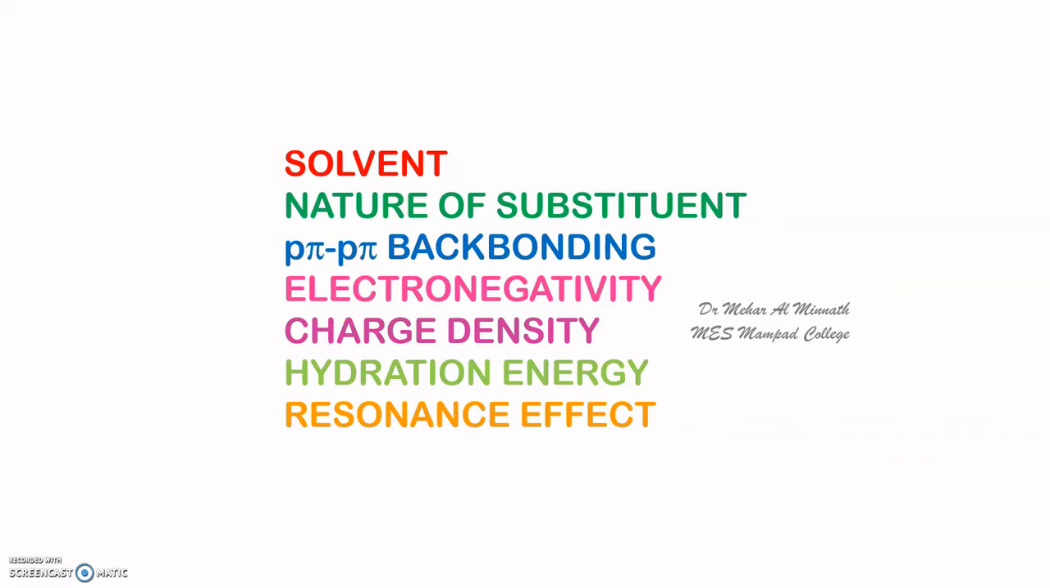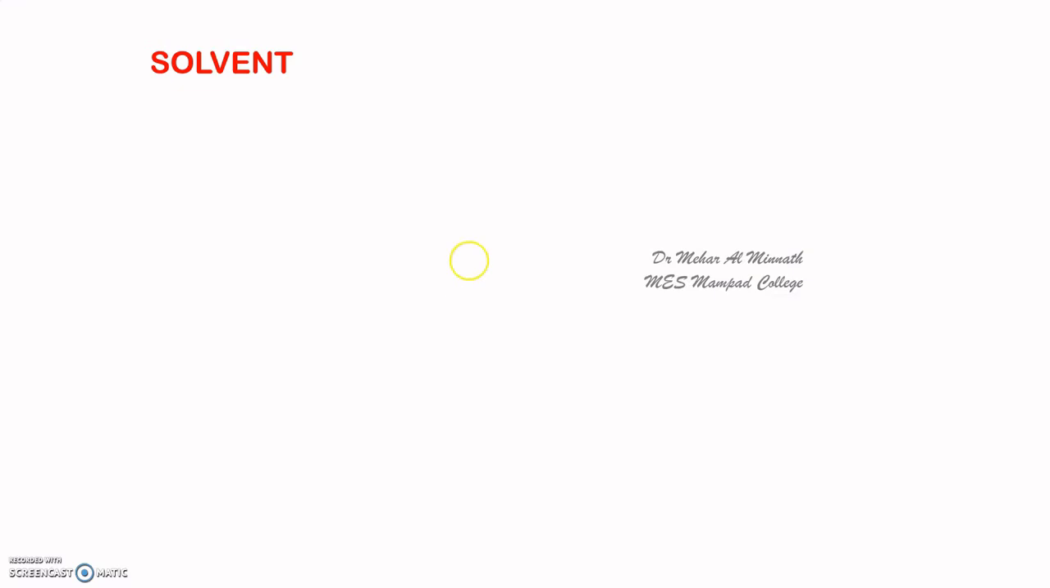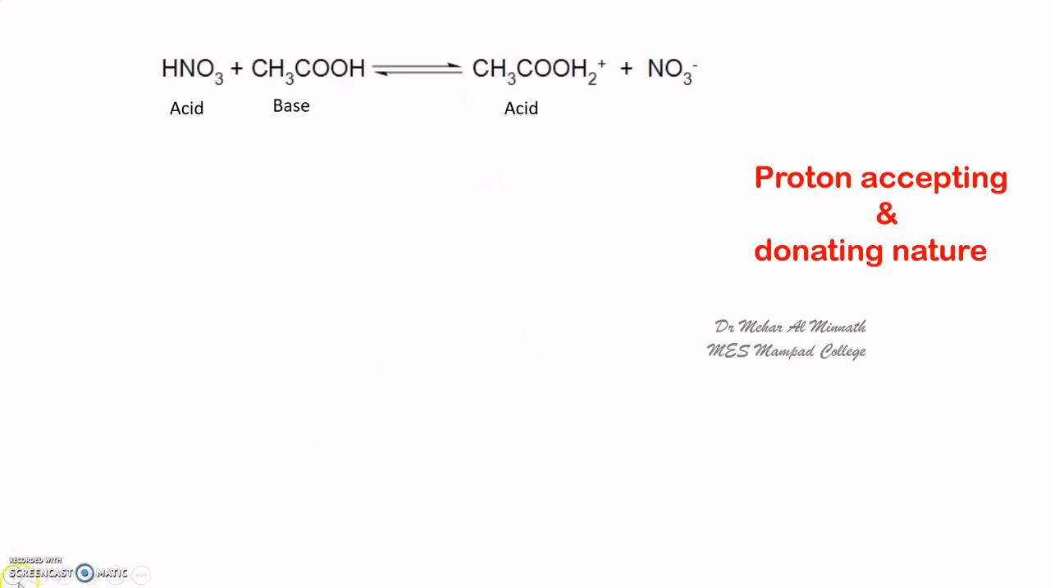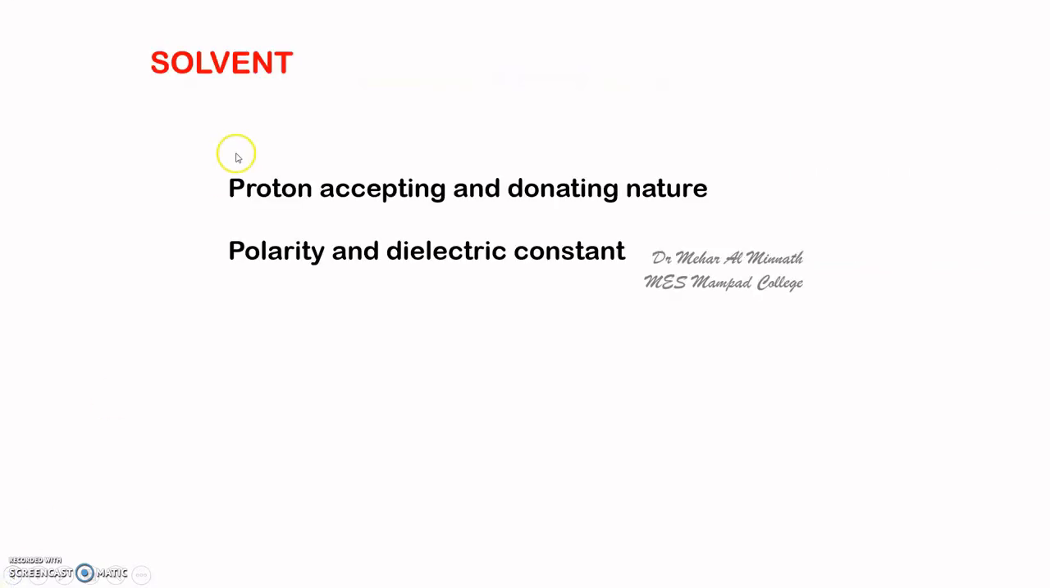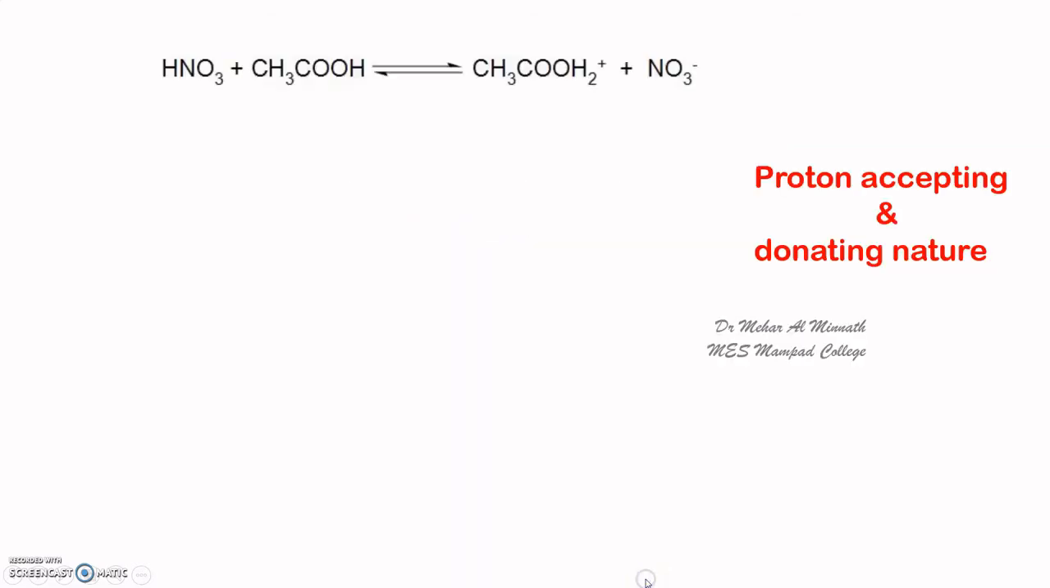Let us take up the first one, the solvent. In the case of the solvent, the proton accepting and donating nature of the solvent, and the polarity and dielectric constant of the solvent, decide the strength of the acid and base. Let us take an example first: nitric acid in acetic acid. Acetic acid is the solvent, and nitric acid is the acid in it.